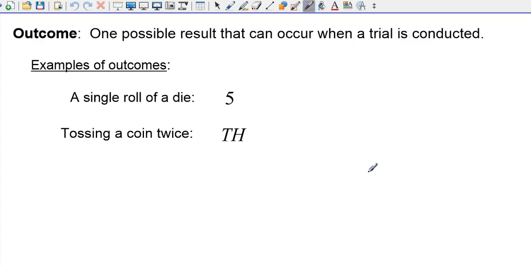An outcome is one possible result that can occur when a trial is conducted. So for example, if the trial is a single roll of a die, an outcome would be getting a 5. Tossing a coin twice, the outcome would be tails, then heads.